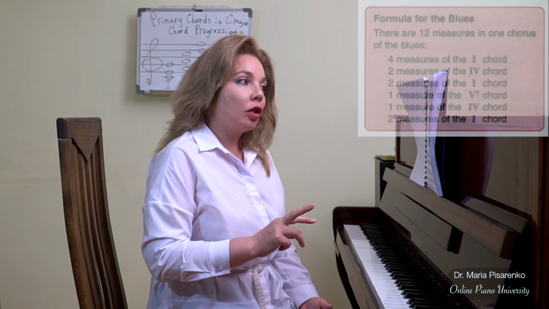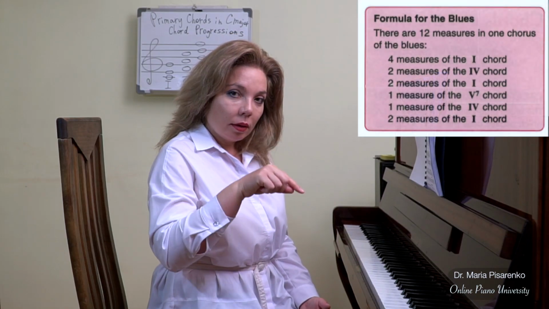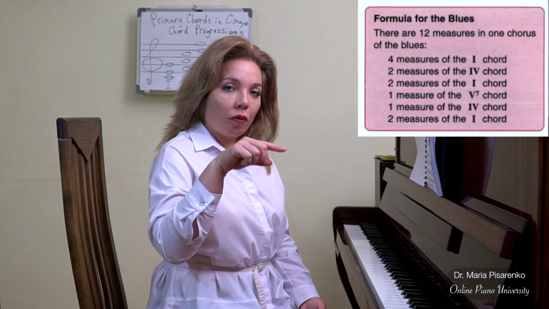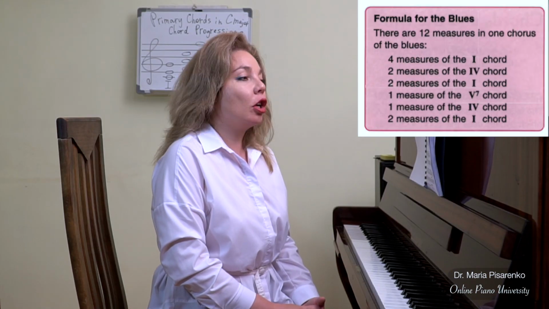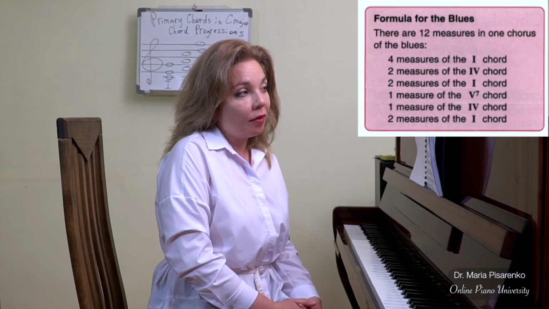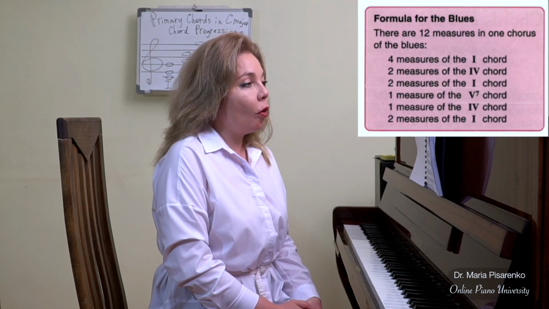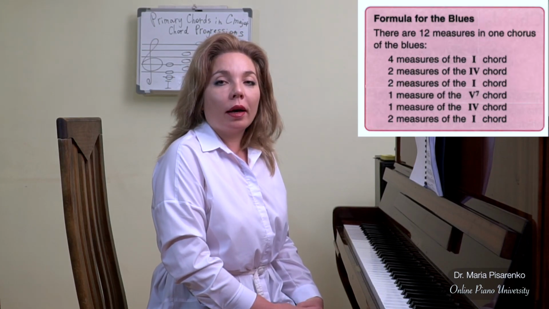Now it's time to talk about a new genre of music. So it's blues. In the music that is called blues, we are using our primary chords, but they're used in the specific harmonic progression. So we are using 4 measures of one chord, 2 measures of 4, 2 measures of 1, 1 measure of 5 or 5/7, 1 measure of 4, and 2 measures of 1.